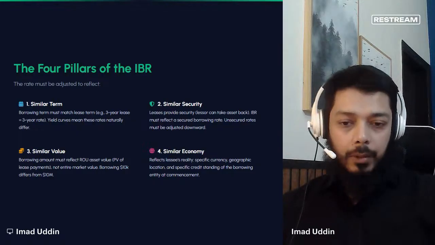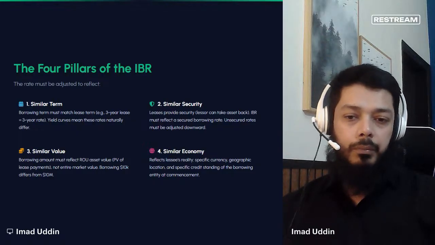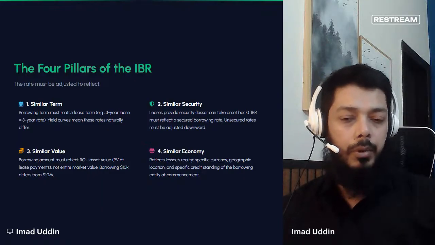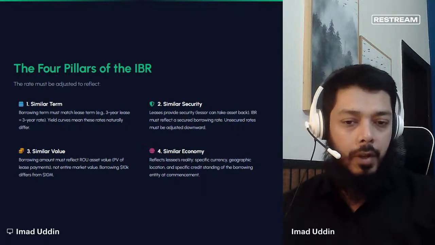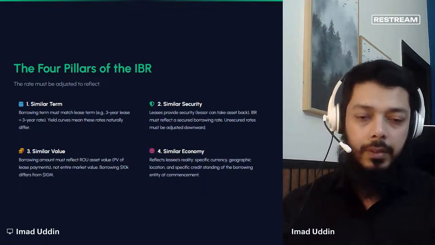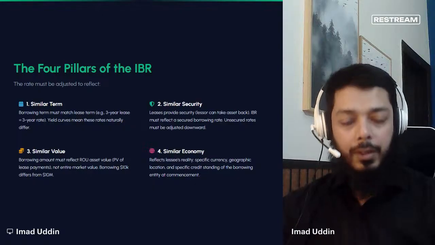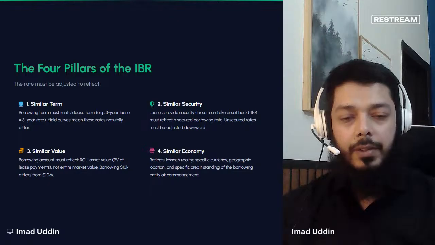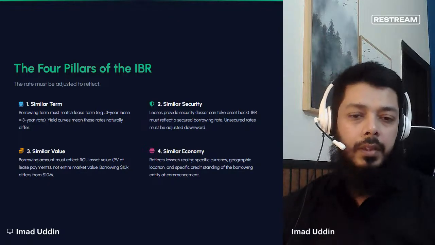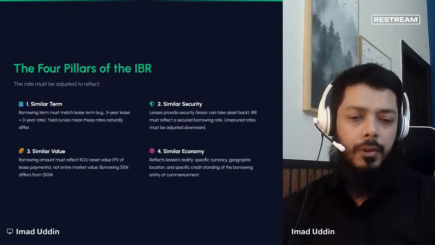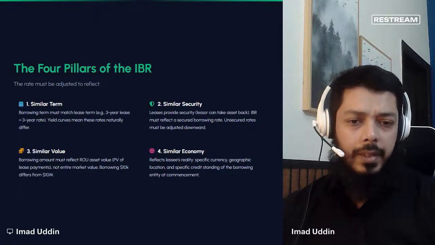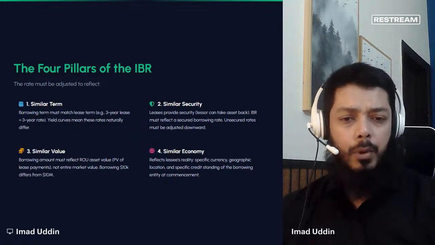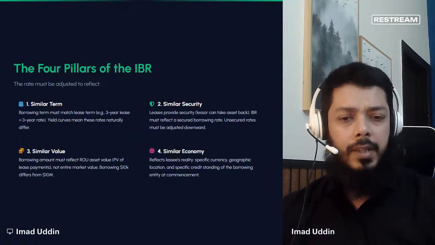Then the similar value should be considered. Borrowing a larger amount might incur a higher percentage, and borrowing a smaller amount might incur a lower percentage, because of the risk profile of the bank, depending on the size of the company and all the other circumstances. And then the similar economy, which means the risk-free rate and the other market prevailing rates would have to be considered. And so this reflects the lessee's reality, specific currency, geographic location, and a specific credit standing of the borrowing entity at the commencement date.